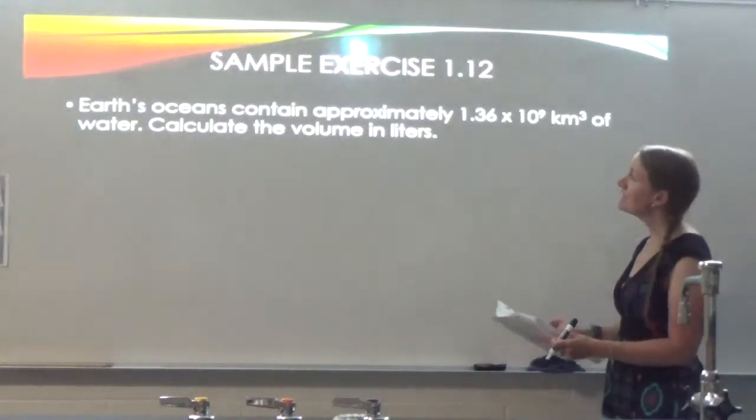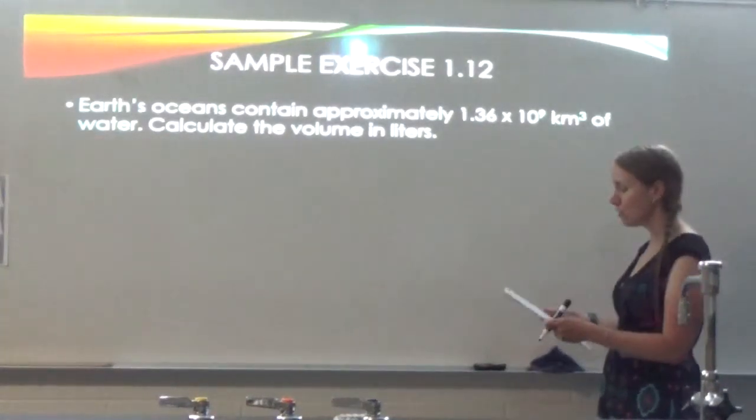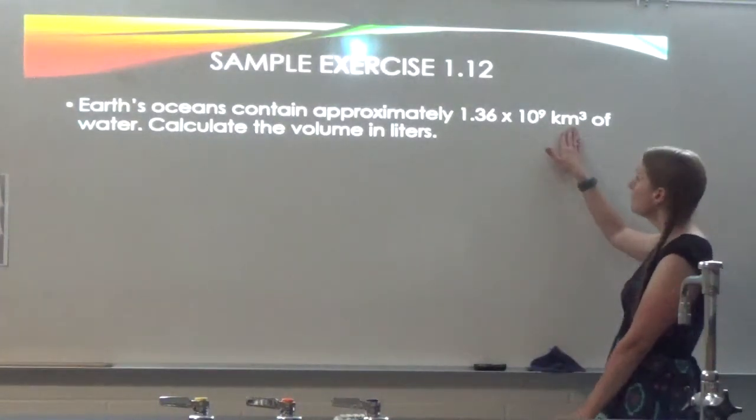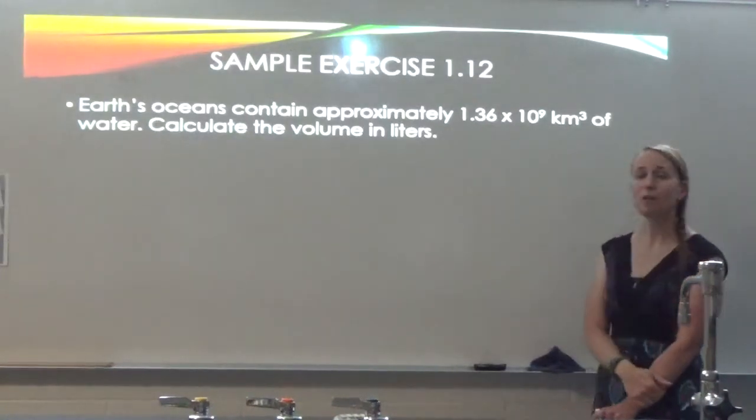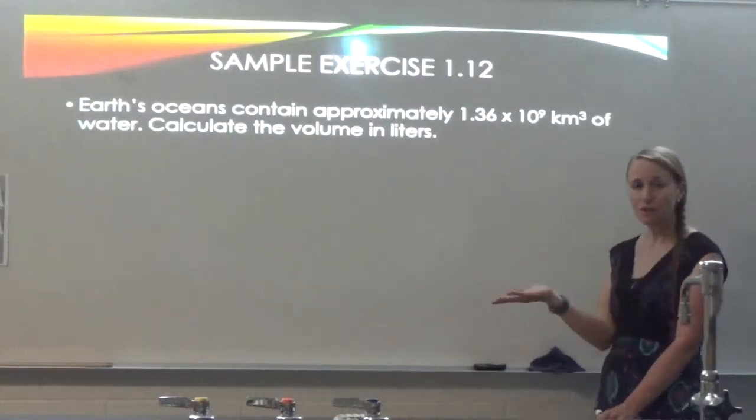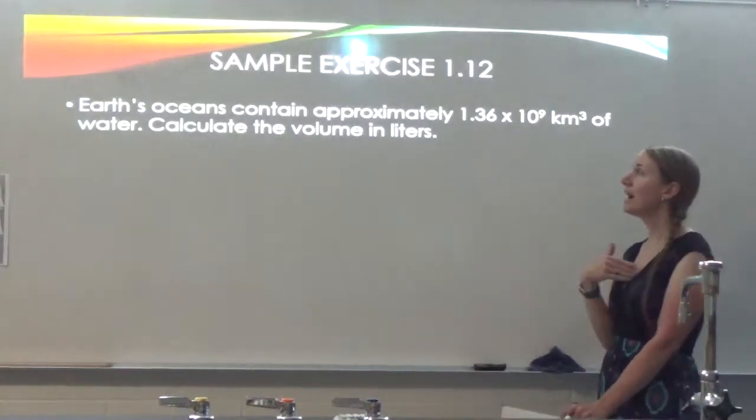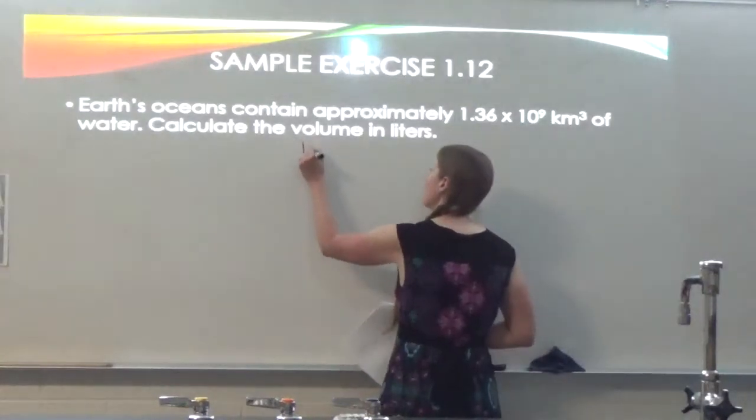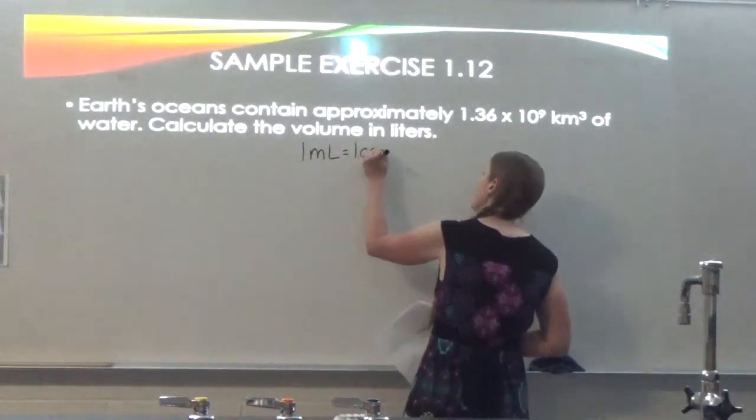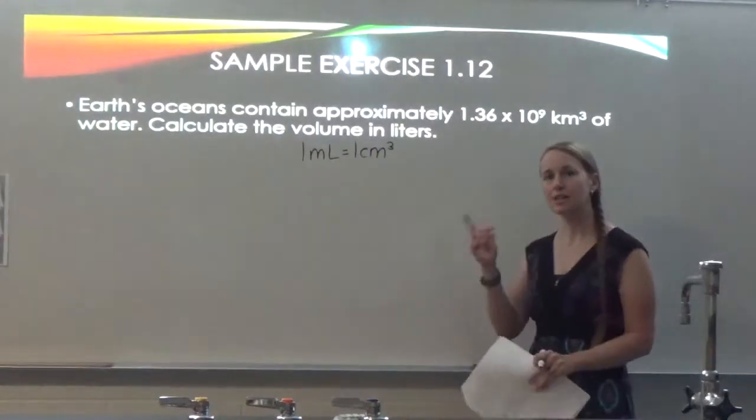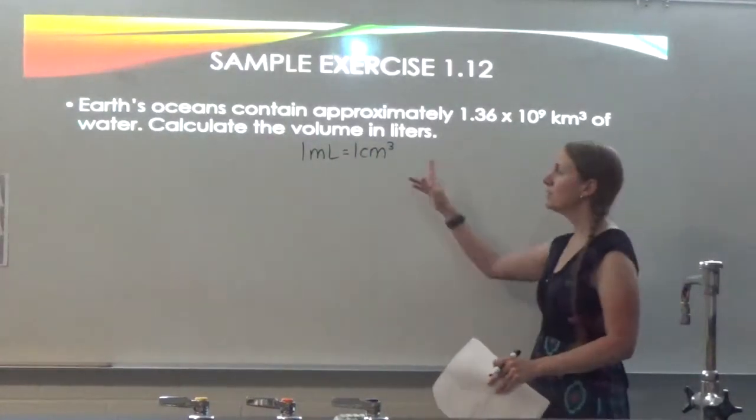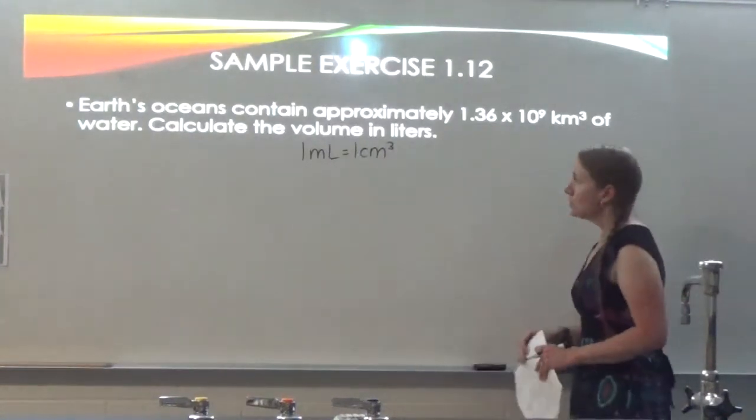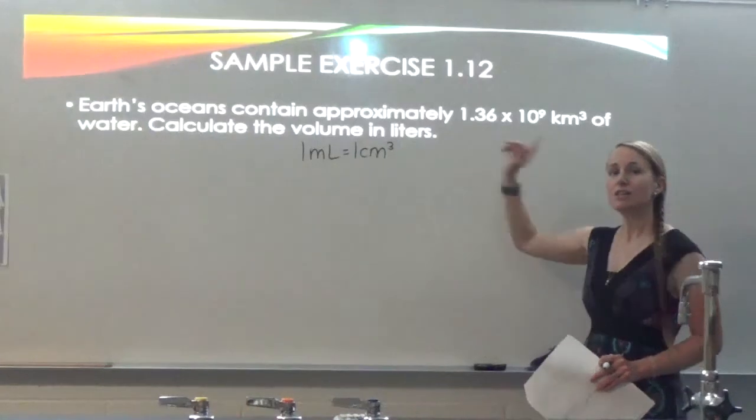All right, so let's look at our next one. So it says, Earth's oceans contain approximately 1.36 times 10 to the 9 kilometers cubed of water. Calculate this volume in liters. So there's lots of different conversion factors you could use for this, but I go with what I make you memorize in Honors Chem. And so I told you in Honors Chem, 1 milliliter equals 1 centimeter cubed. That's the conversion factor that I expect you to know to be able to get between a distance cubed and some form of liters.